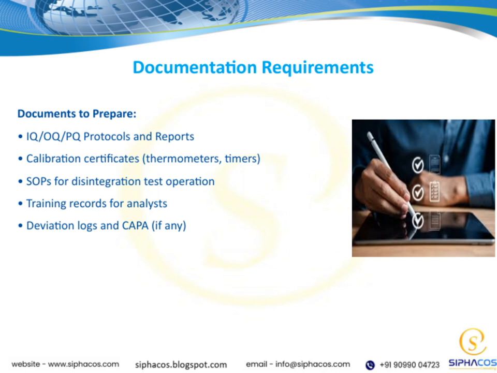Training records for analysts are equally important. They demonstrate that personnel are properly trained and qualified to carry out these procedures. Finally, deviation logs and CAPA, or corrective and preventive actions, are vital for documenting any issues that arise and how we address them. This comprehensive documentation not only ensures compliance, but also supports continuous improvement. Remember, thorough and accurate records are the backbone of a reliable quality system, tying all these points together within the overall framework of good manufacturing practices.